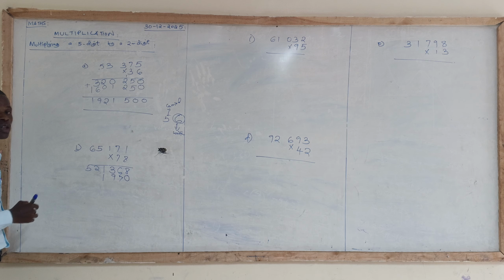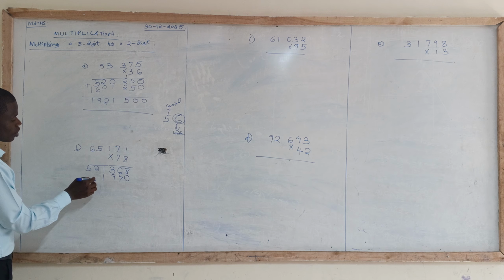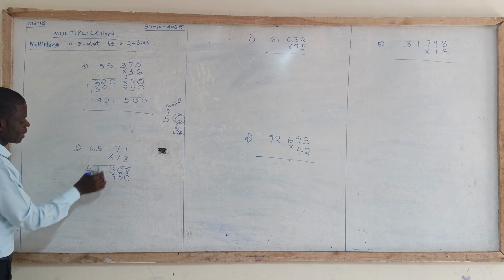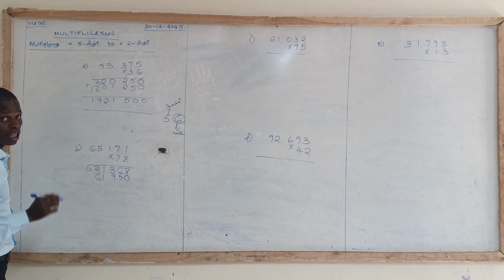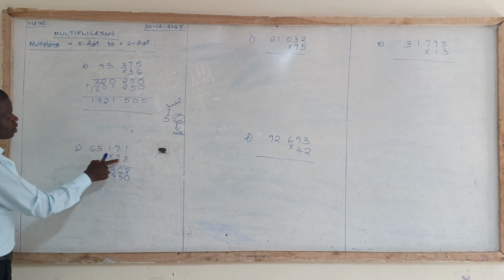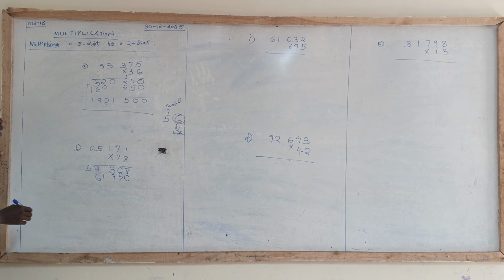7 times 5, what do you have? That is now 35. Plus 1 you carried, that makes it 36. So we write 6, we carry 3. Remember, we are carrying 3. 7 times 6, what do you have?